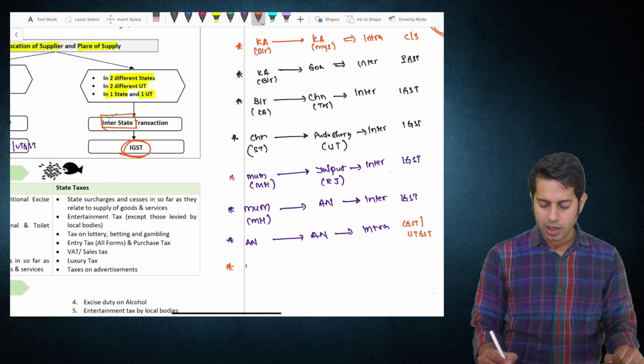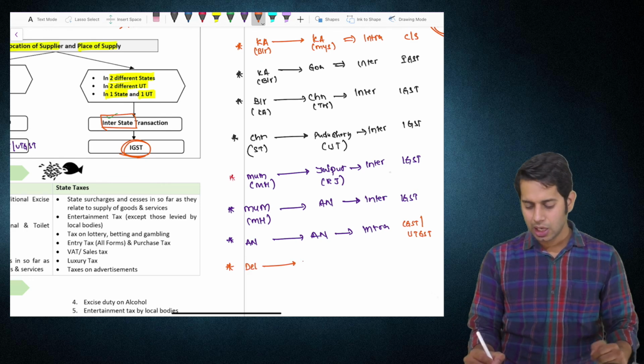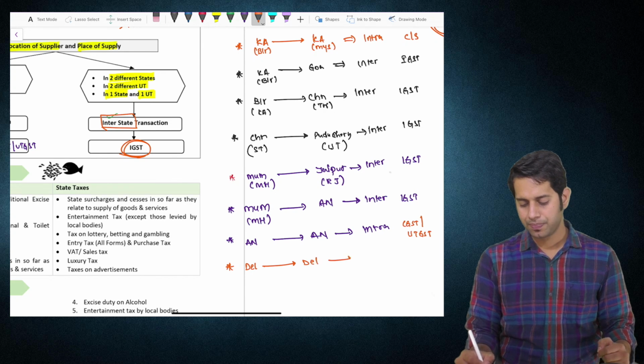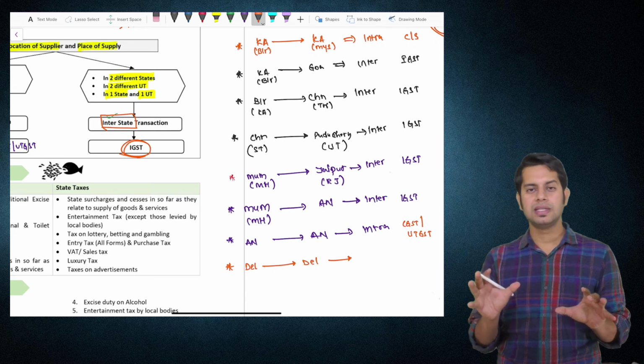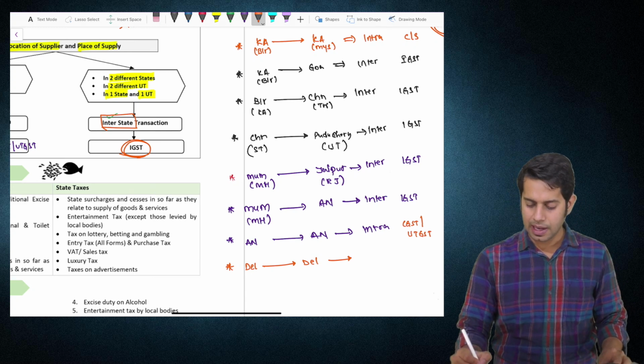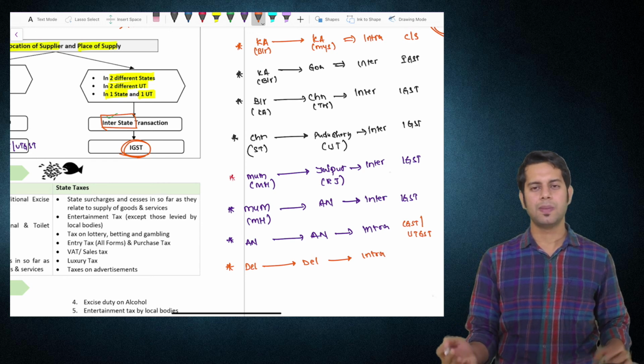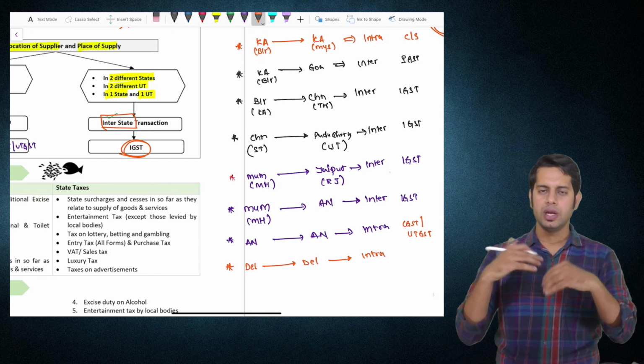Sir, what if the supply is made from one place in Delhi to another place in Delhi? Then what is the nature of supply? The nature of supply in that case is again intrastate supply because it is made in the same union territory.